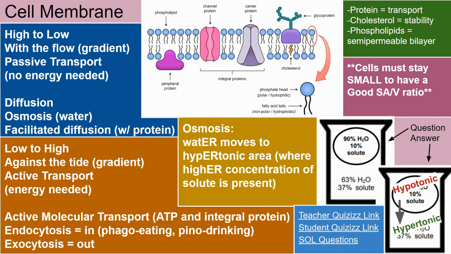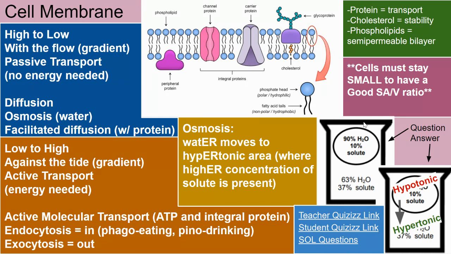So we had these words, hypotonic, hypertonic, and isotonic. Hypotonic meant a low concentration of solute. Hypertonic meant a high concentration of solute. And isotonic meant that there would be the same. And when we looked at these beaker problems, we wanted to figure out where would water move within this beaker.